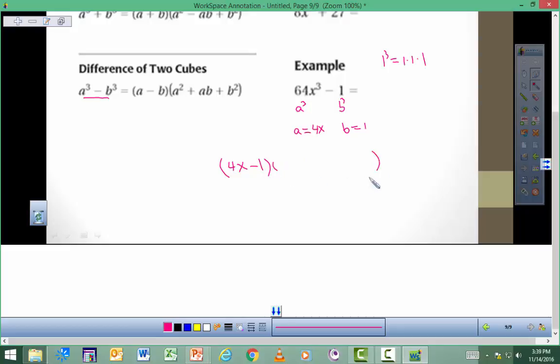And now let's see what comes up next. Square this one. If you square this one, you get 16x squared. Then I square this one. You get 1. And I multiply the two together. You get 4x. This sign is always positive. And this sign over here is always opposite of what we started with. So if we had a negative here, it's going to be positive here. You see, so it's not that bad to memorize this pattern. Like I said, after you do it 2 or 3 times, you'll have it kind of memorized.